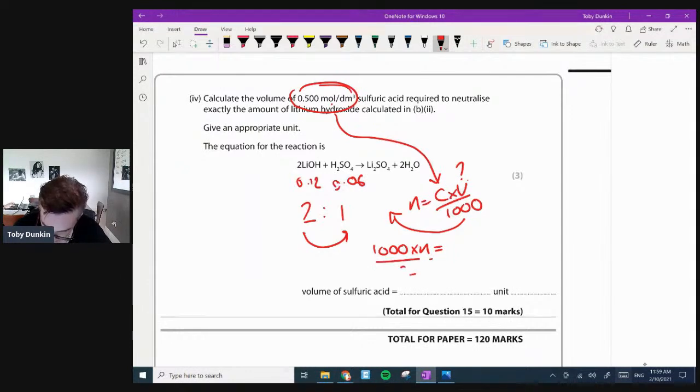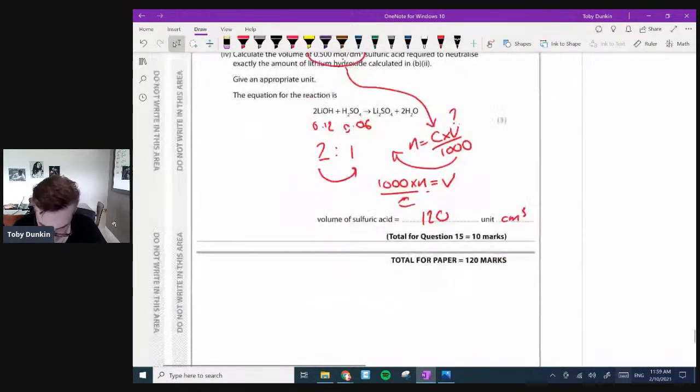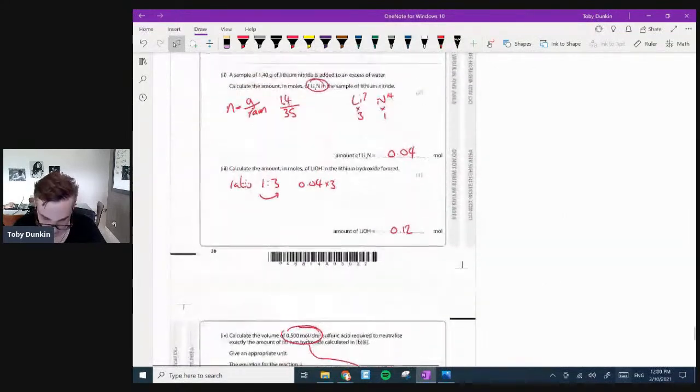1,000 times moles divided by concentration will give me V. So 1,000 multiplied by my answer of 0.06, divide that by the concentration of 0.5, and I get a volume of 120 centimeters cubed, because I have 1,000 in there. And that brings me to the end of the paper.